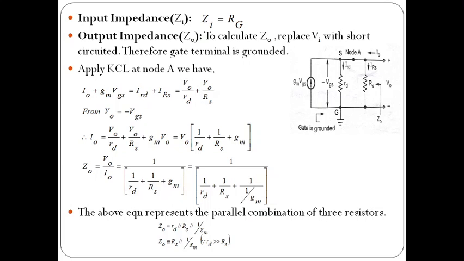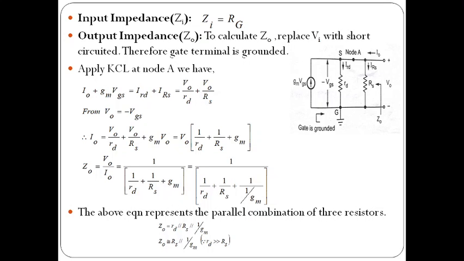By applying KCL at node A, you can observe in the figure, the entering currents are I0 and gm Vgs. These two are the entering currents. They equal the leaving currents, that are I_RD plus I_RS. From that we can write V0 equals minus Vgs, and I0 equals V0 by RD plus V0 by RS plus gm into V0.